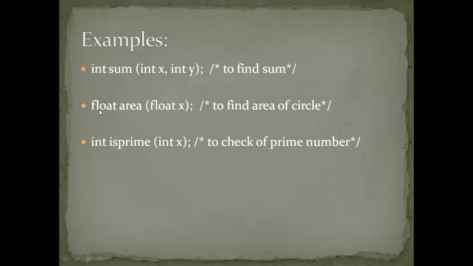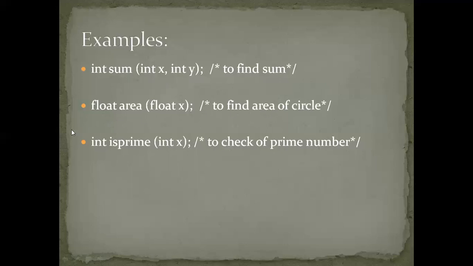Understood? Okay. Then second example, that is float area(float x). So here float is the return type, area is the function name, float x is the argument list. We are going to pass only one argument, that is to find the area of the circle.